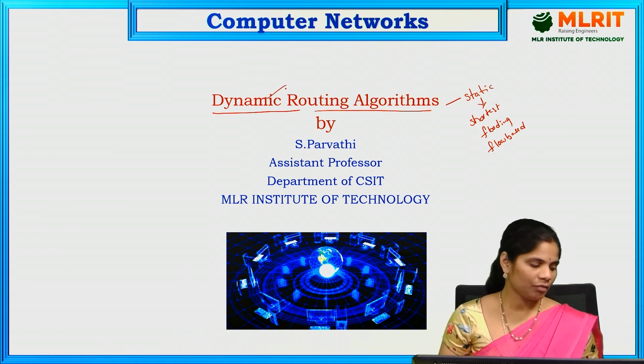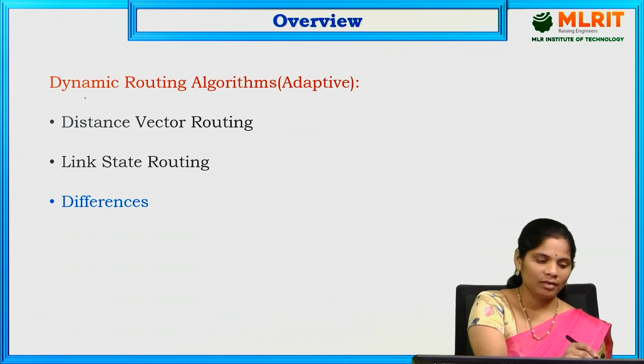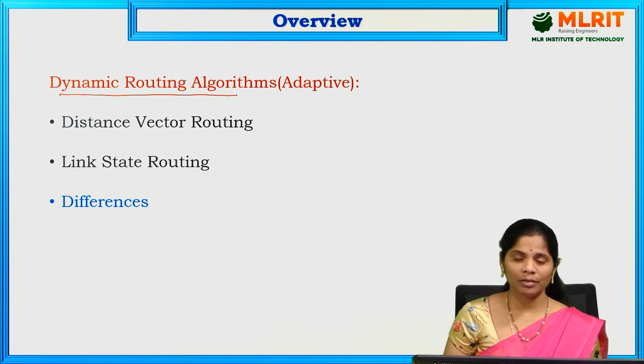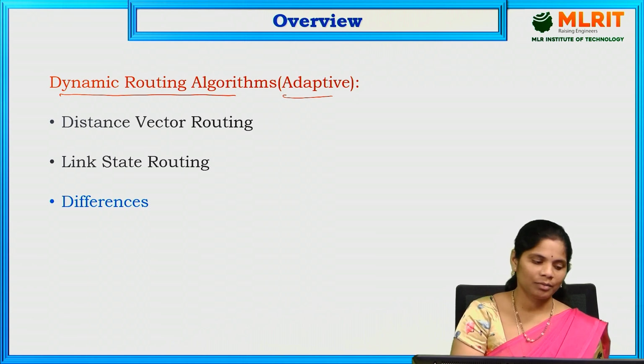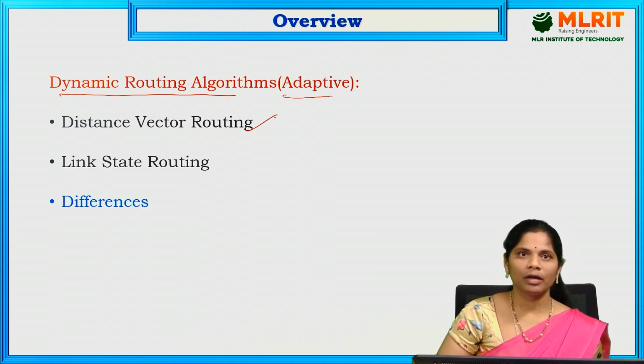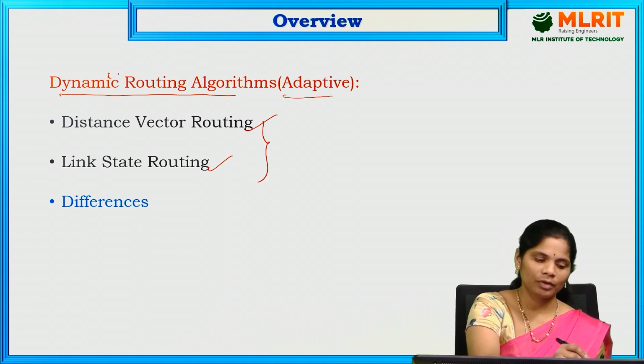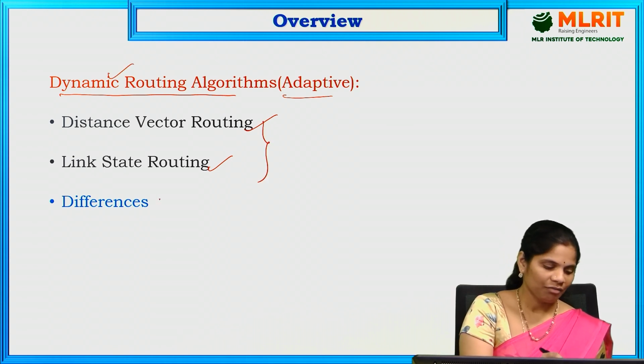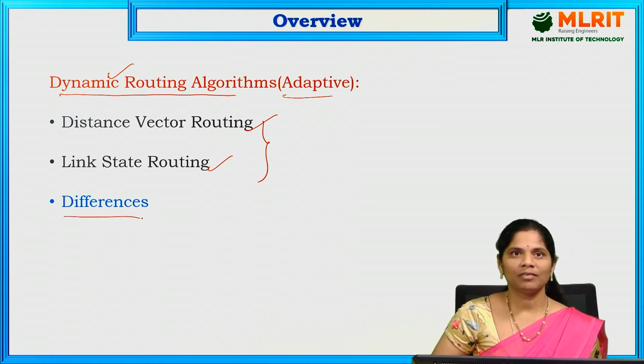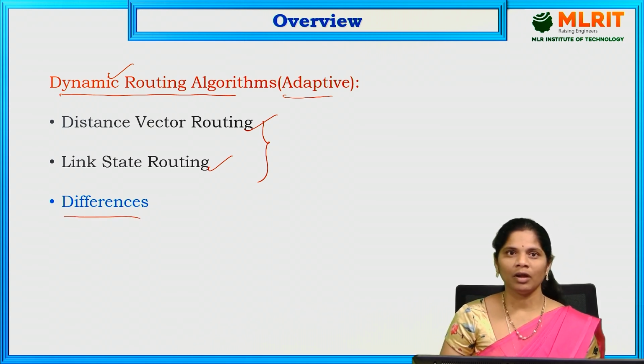First, let us see the overview of today's session. Dynamic routing algorithms are also called adaptive routing algorithms. These adaptive routing algorithms are the distance vector routing algorithm and the link state routing algorithm. These two are called adaptive routing algorithms, that is, dynamic routing algorithms. Afterwards, we discuss the differences between distance vector and link state routing algorithms. Let us see all these topics in today's session.